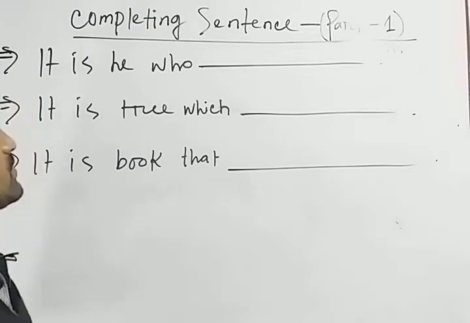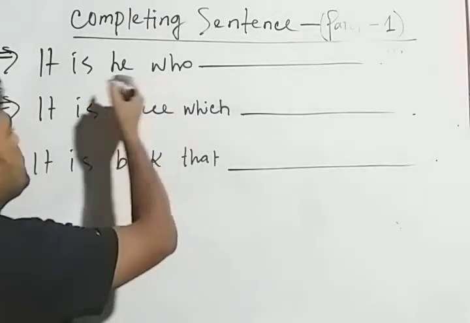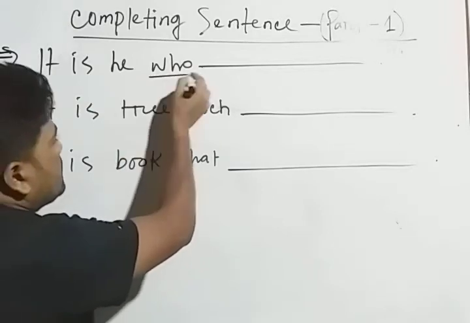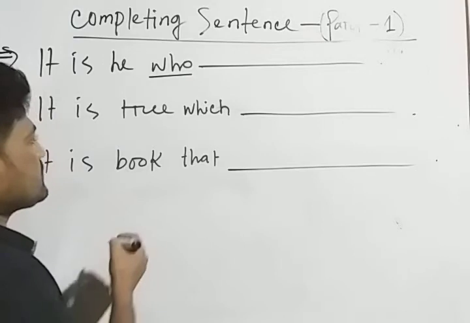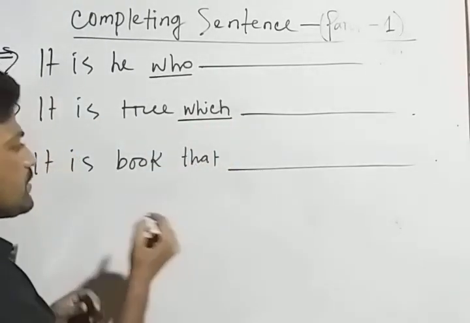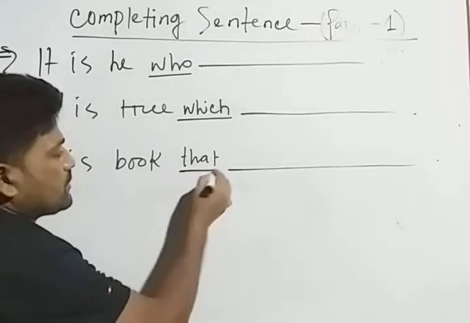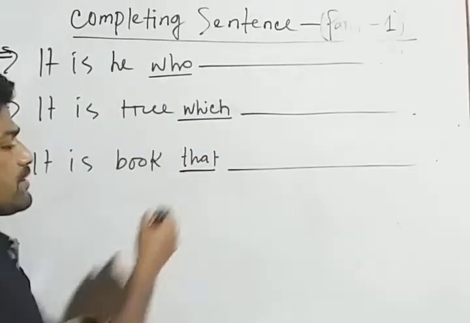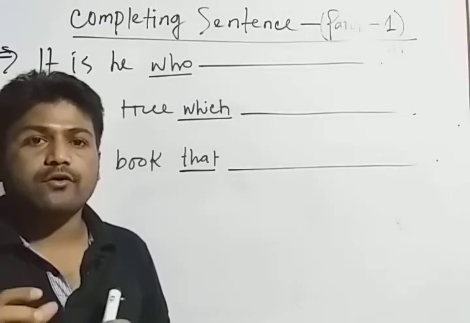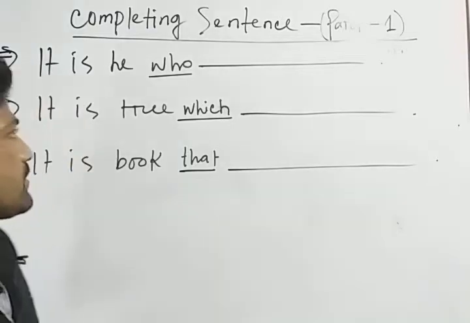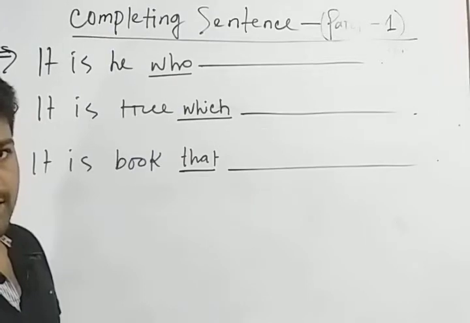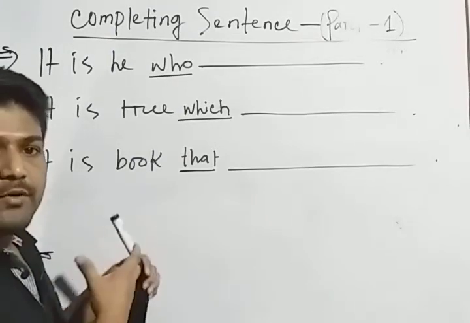So in these sentences, we see that there is a relative pronoun. In the first sentence, the relative pronoun is who. In the second sentence, there is a relative pronoun, who is. And in the third sentence, there is also a relative pronoun, that is that. The who, is, that: these 3 words are called relative pronouns. And if the relative pronoun is in the middle of this sentence, then how can we complete this type of incomplete sentence?